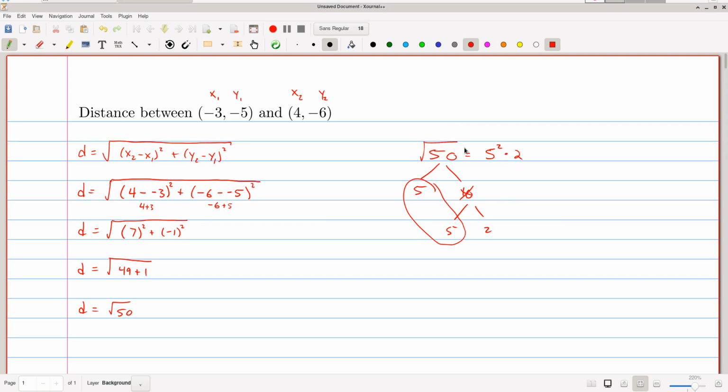So when we go to take the square root, on the 5, the square and the square root cancel, which means 5 comes out of the radical, and a 2 is left on the inside. That means we can finally rewrite this distance as 5 radical 2.